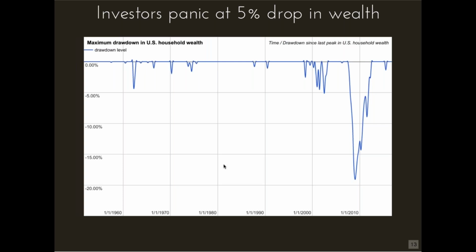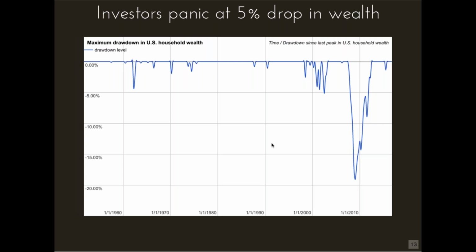Here we looked at the drops in US household wealth in the past. And each of these big drops corresponds to a crisis at the time. If you look at the drops at the end, the biggest one is the financial crisis, which was up to 18%. But every other drop, including the tech bubble burst, was just shy of 5%. It was a huge deal at the time.